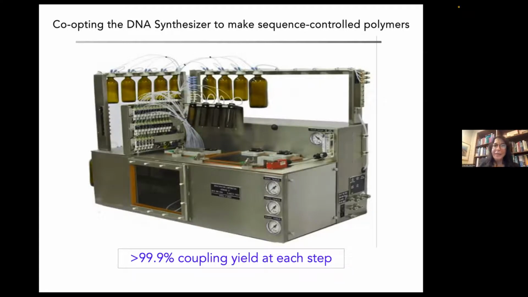And the coupling yield in each of these additions is 99.9, sometimes even 99.99% at each of the steps. This is how good the coupling steps are. So our DNA synthesizer is capable of making specific sequence-controlled polymers, DNA and RNA, okay? But we are chemists, and we can actually repurpose the DNA synthesizer to make synthetic sequence-controlled polymers.